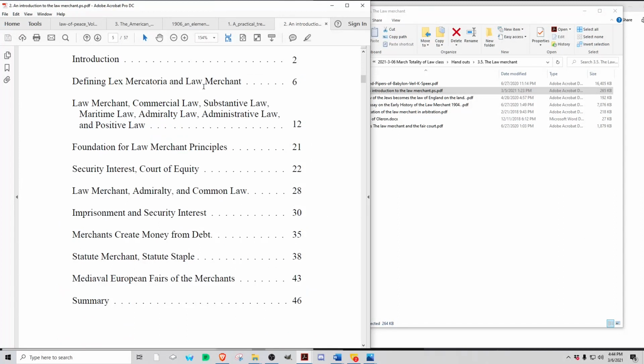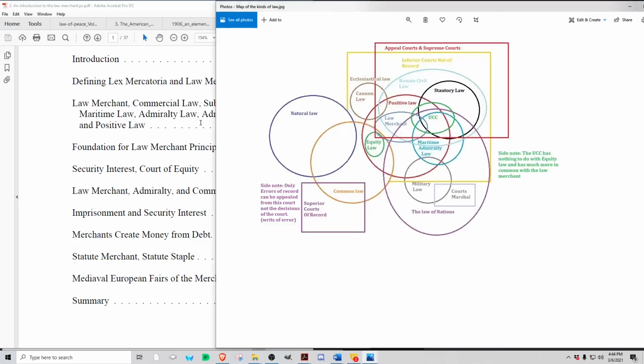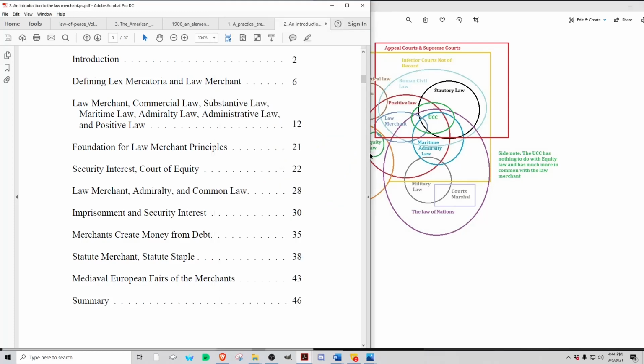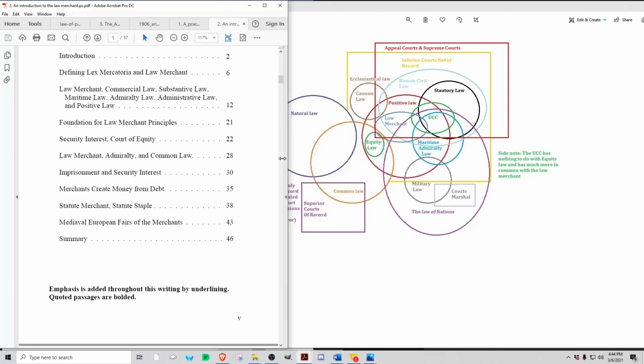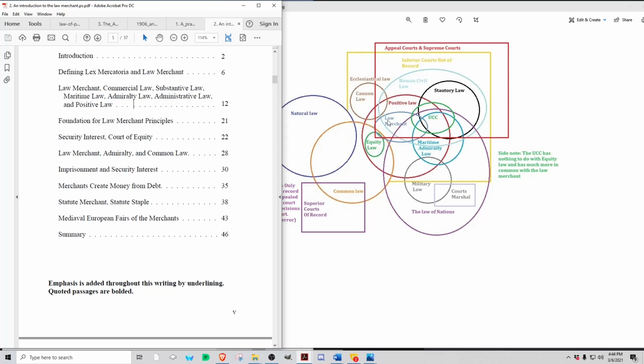Defining Lex Mercatoria, the commercial law, substantive law, maritime admiralty, administrative law, and positive law, right? Again, all of these things interact here. You're seeing what they're telling you here, but you're seeing how they all connect. Law merchant, commercial law, which I didn't really make a separate circle for, but it pretty much encompasses all this. Substantive law, maritime admiralty law, administrative law, which is positive law. So it's just this whole mix of garbage in here.